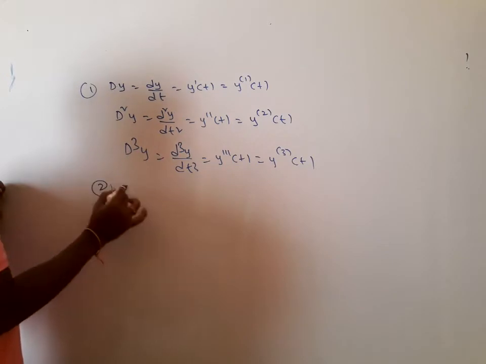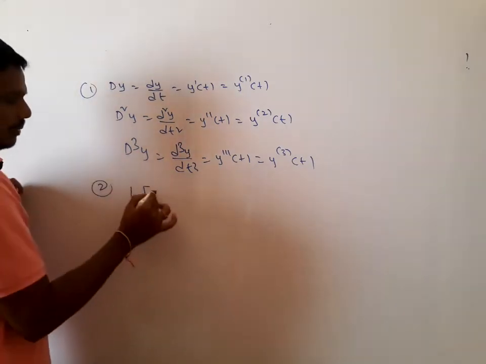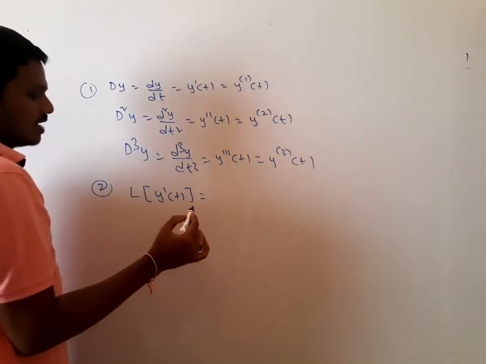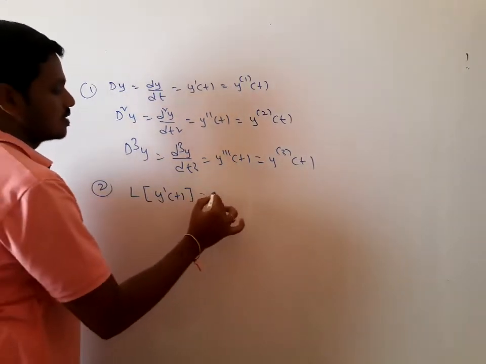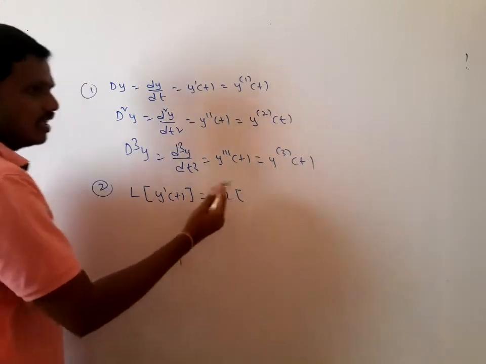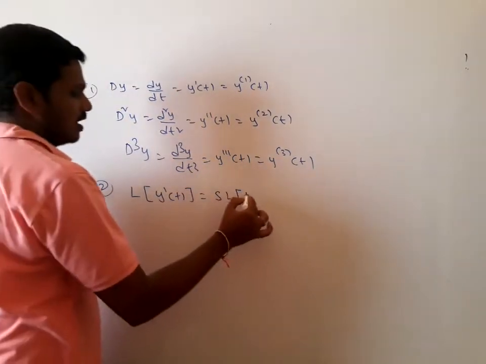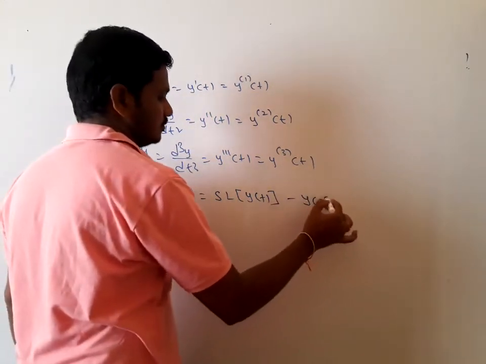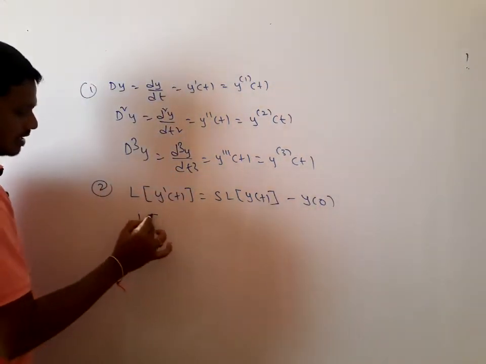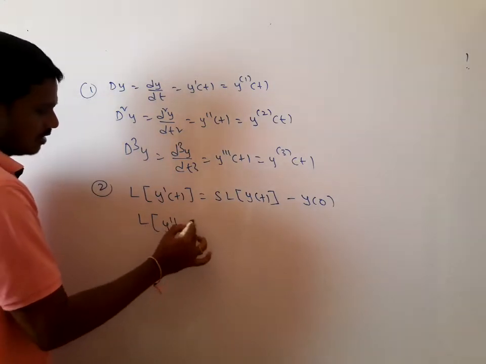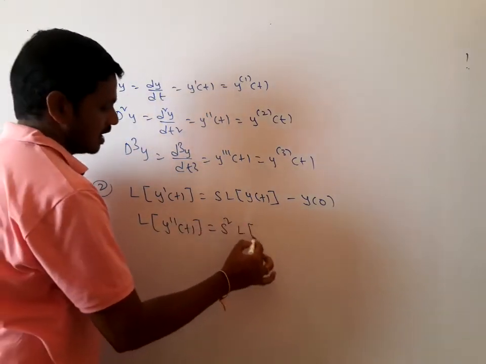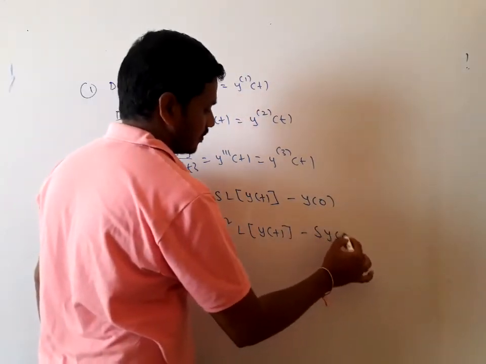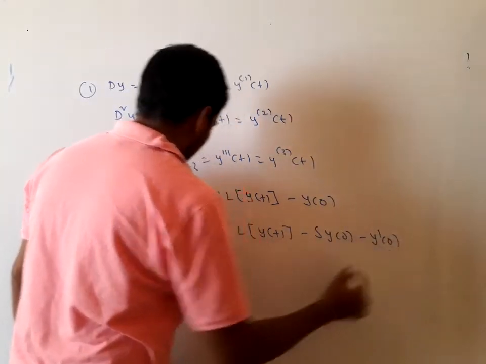Here, the second note: we are going to write the Laplace transform of y dash of t is equal to s times the Laplace transform of y of t, where Y of s is the Laplace transform of y of t, minus y of 0. Next, the Laplace transform of y double dash of t is equal to s square times the Laplace transform of y of t, minus s y of 0, minus y dash of 0, right?